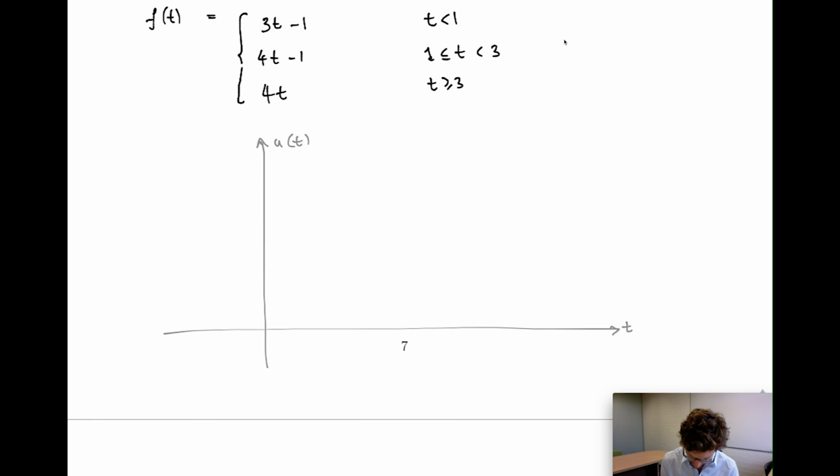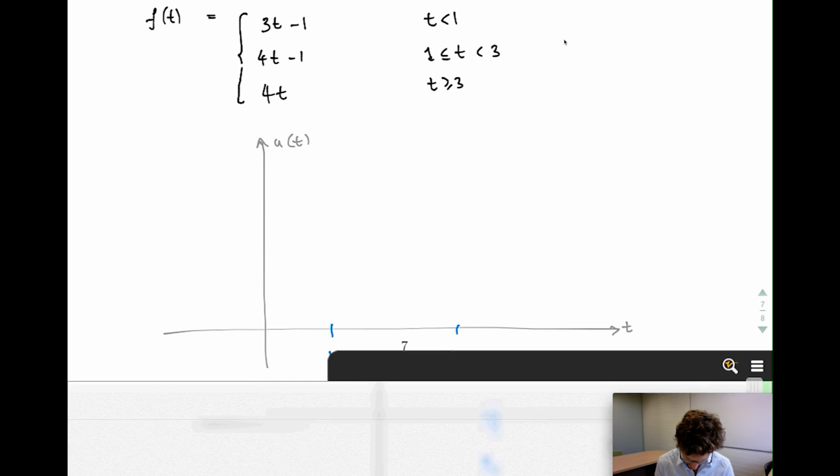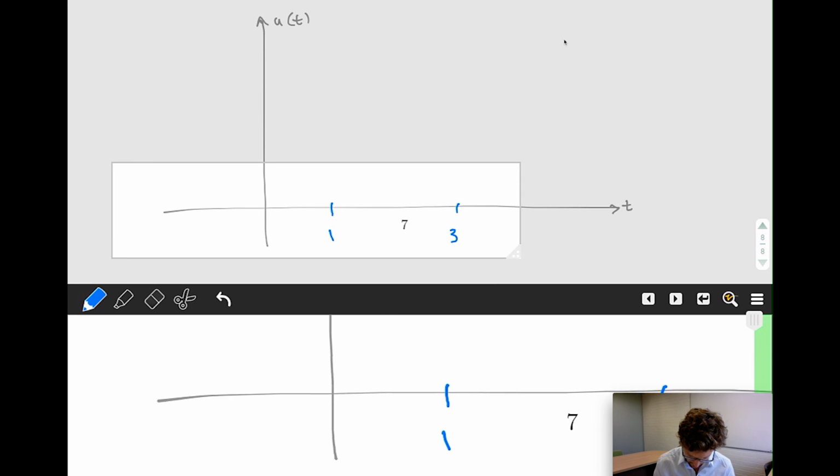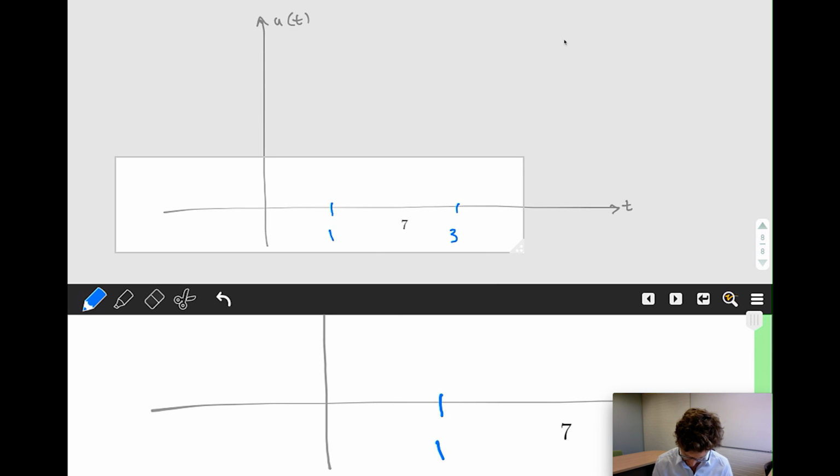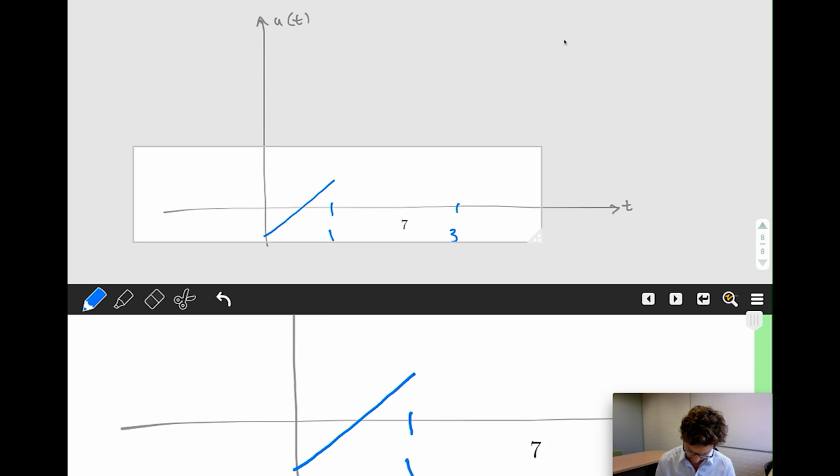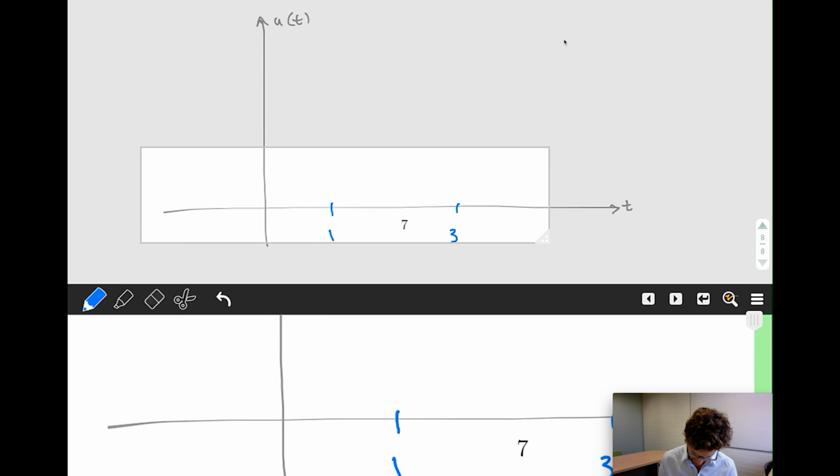So I'm going to divide my domain up into 1, and 3. Between 0 and 1, I've got 3t minus 1, so that's actually going to dip below the x-axis. It's going to have a slope of 3. Let's draw that a little bit shallower because I think I'm going to run out of space pretty quickly.